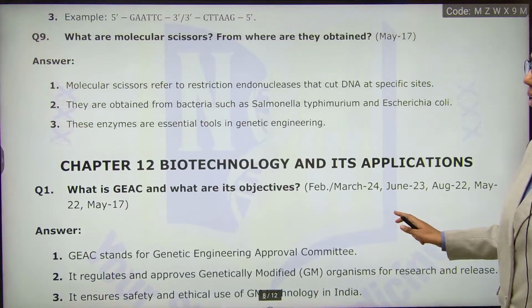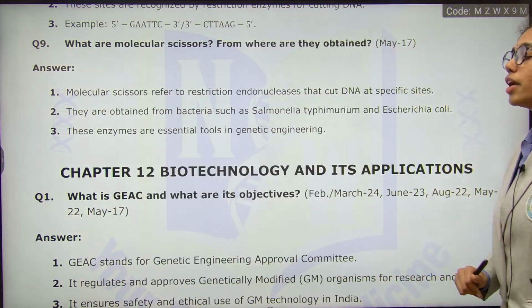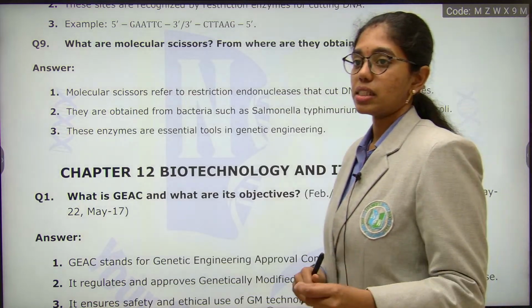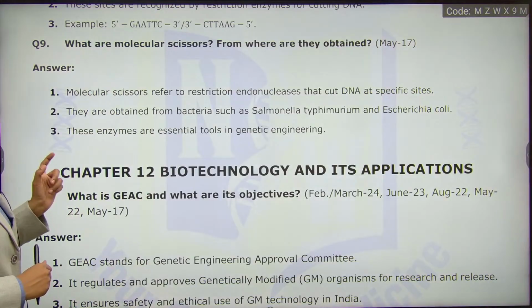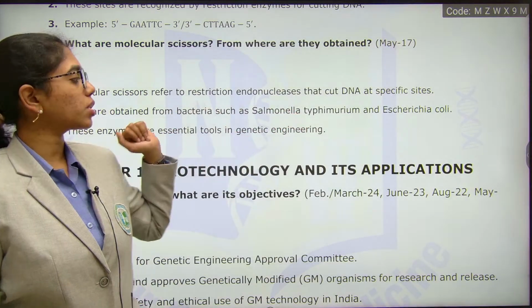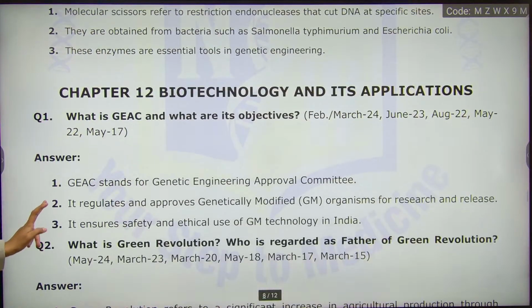Molecular scissors are nothing but restriction endonucleases. They will cut DNA only at specific sites. They will target the internal specific sites. They are obtained from bacteria such as Salmonella typhimurium and Escherichia coli. These enzymes are essential tools in genetic engineering.